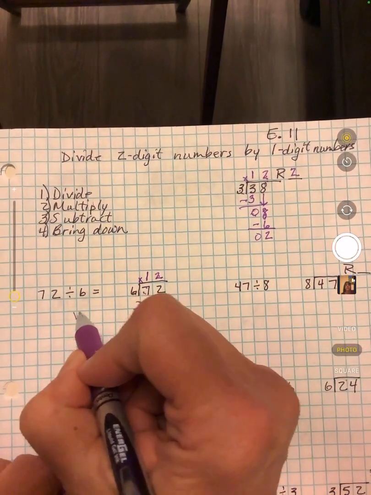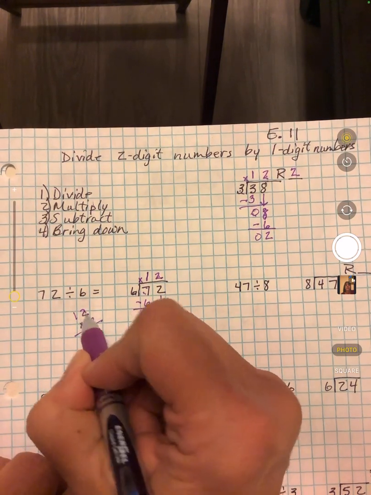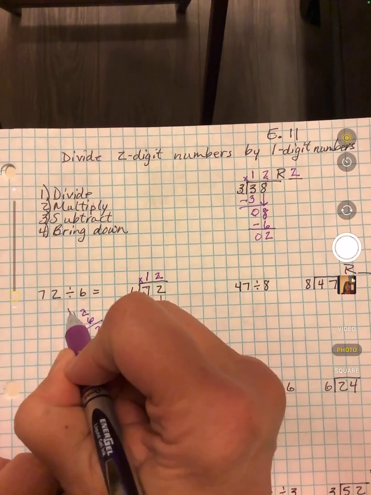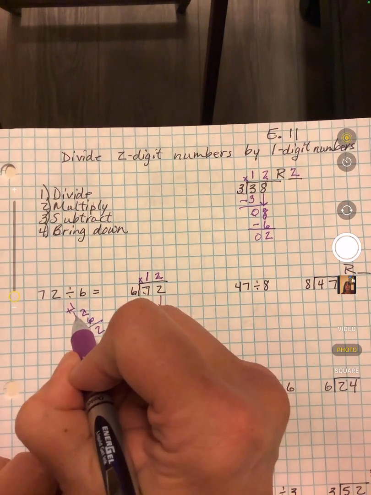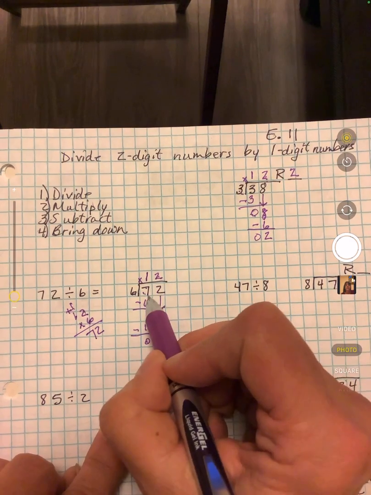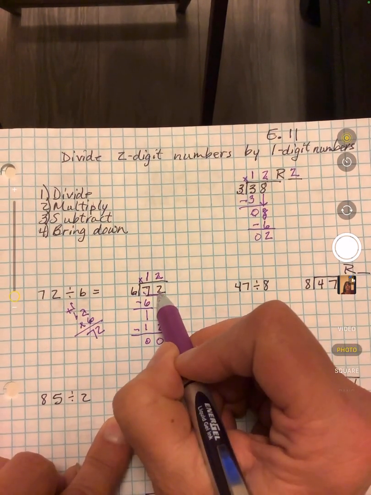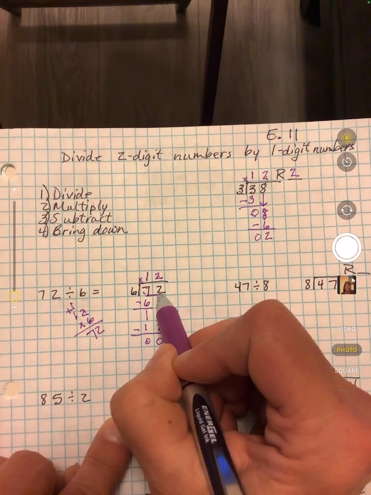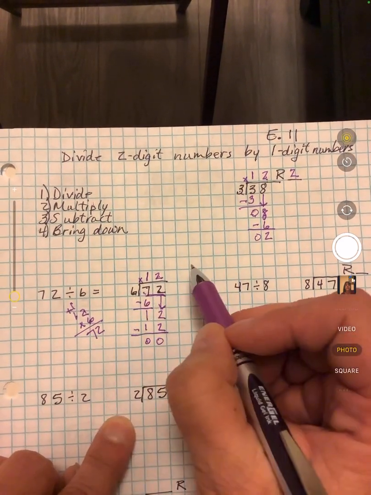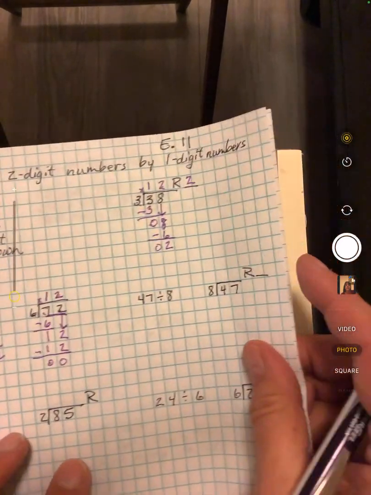And you can check that by multiplying. 6 times 2 is 12. Carry your 1. 6 times 1 is 6, plus 1 is 7. 72, that's the same as this number, okay? If you want to draw out 72 x's, you can do that. Put them in groups of 6. If you want to do the subtraction, you can do that, okay?